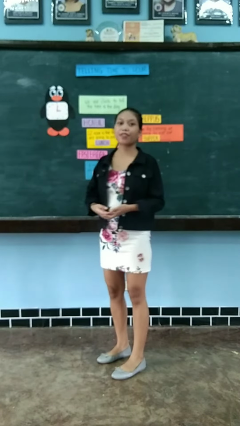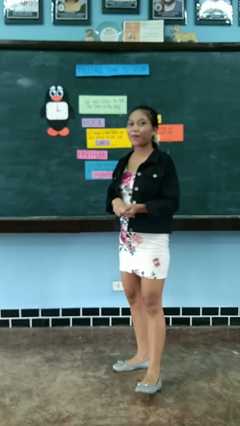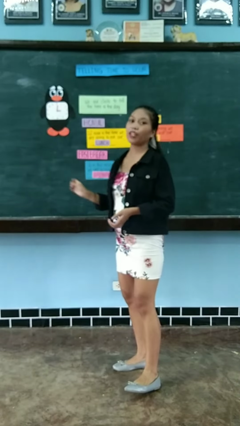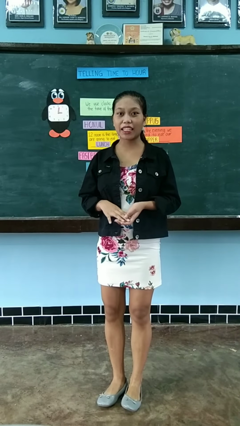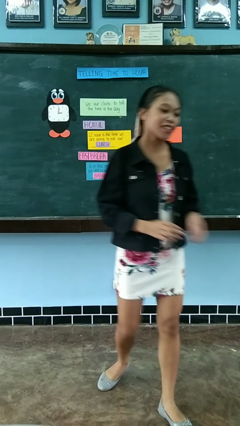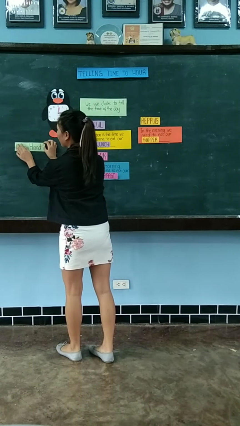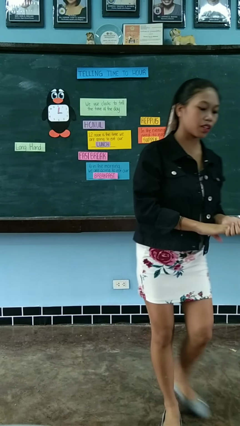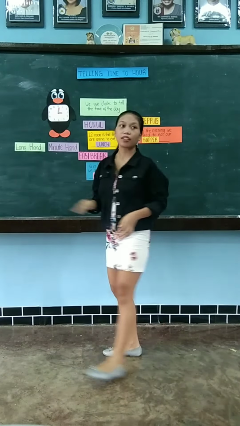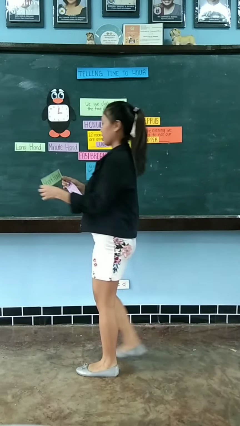So, how many hands are there? 2. Okay, what can you observe with these hands? Okay, so one is short and the other one is longer. Do you have any idea what these two hands indicate? No idea? Okay, so let's start with the long hand. The long hand is also called the minute hand, and the short hand is called the hour hand.